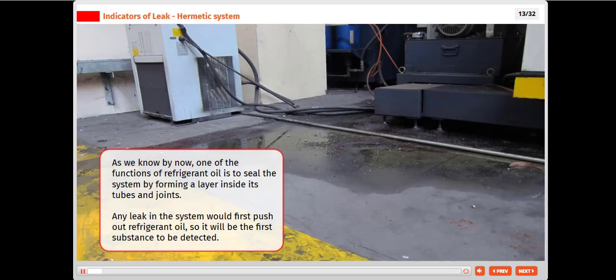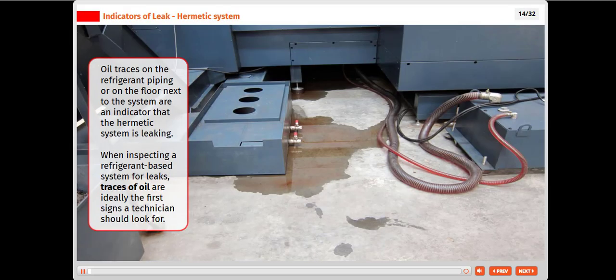As we know by now, one of the functions of refrigerant oil is to seal the system by forming a layer inside its tubes and joints. Any leak in the system would first push out refrigerant oil, so it will be the first substance to be detected. Oil traces on the refrigerant piping or on the floor next to the system are an indicator that the hermetic system is leaking. When inspecting a refrigerant-based system for leaks, traces of oil are ideally the first signs a technician should look for.